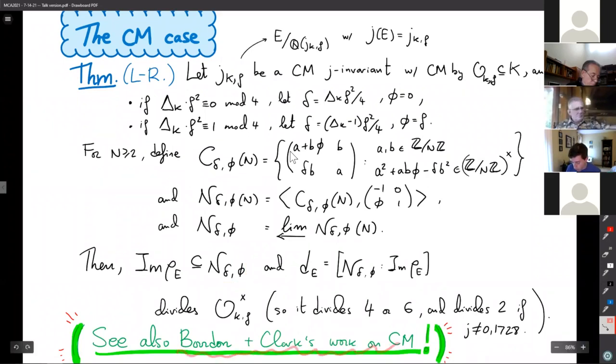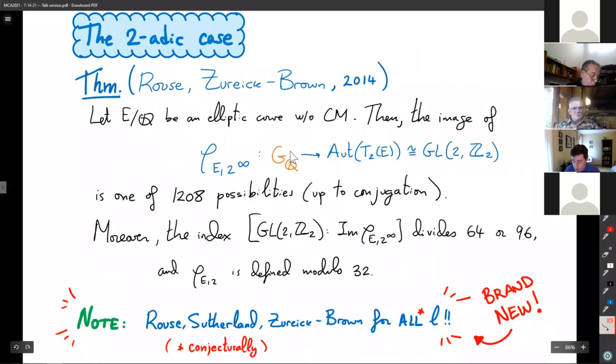Bourdon and Clark, by the way, have a lot of very interesting work on complex multiplication. For example, this part of the theorem they had already shown before I proved the rest of this theorem. Okay.